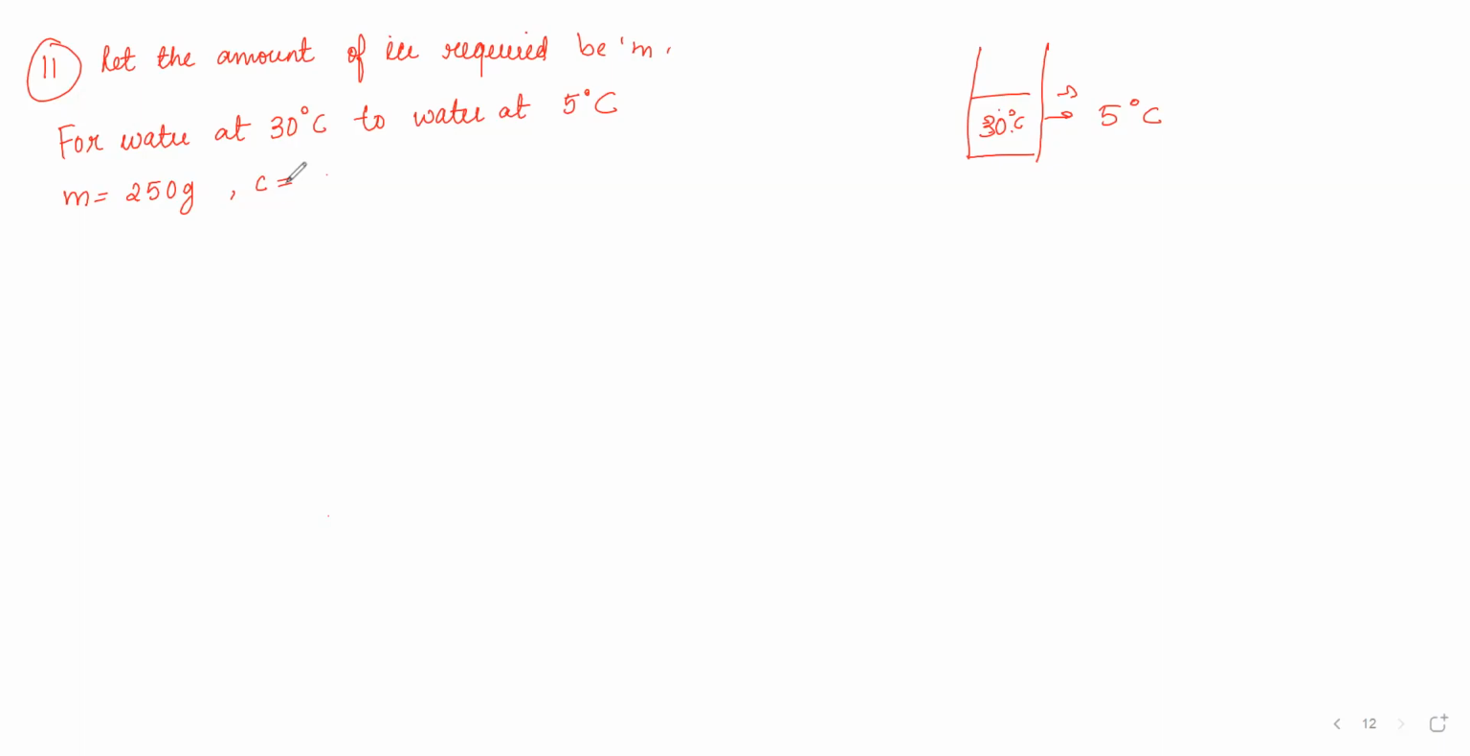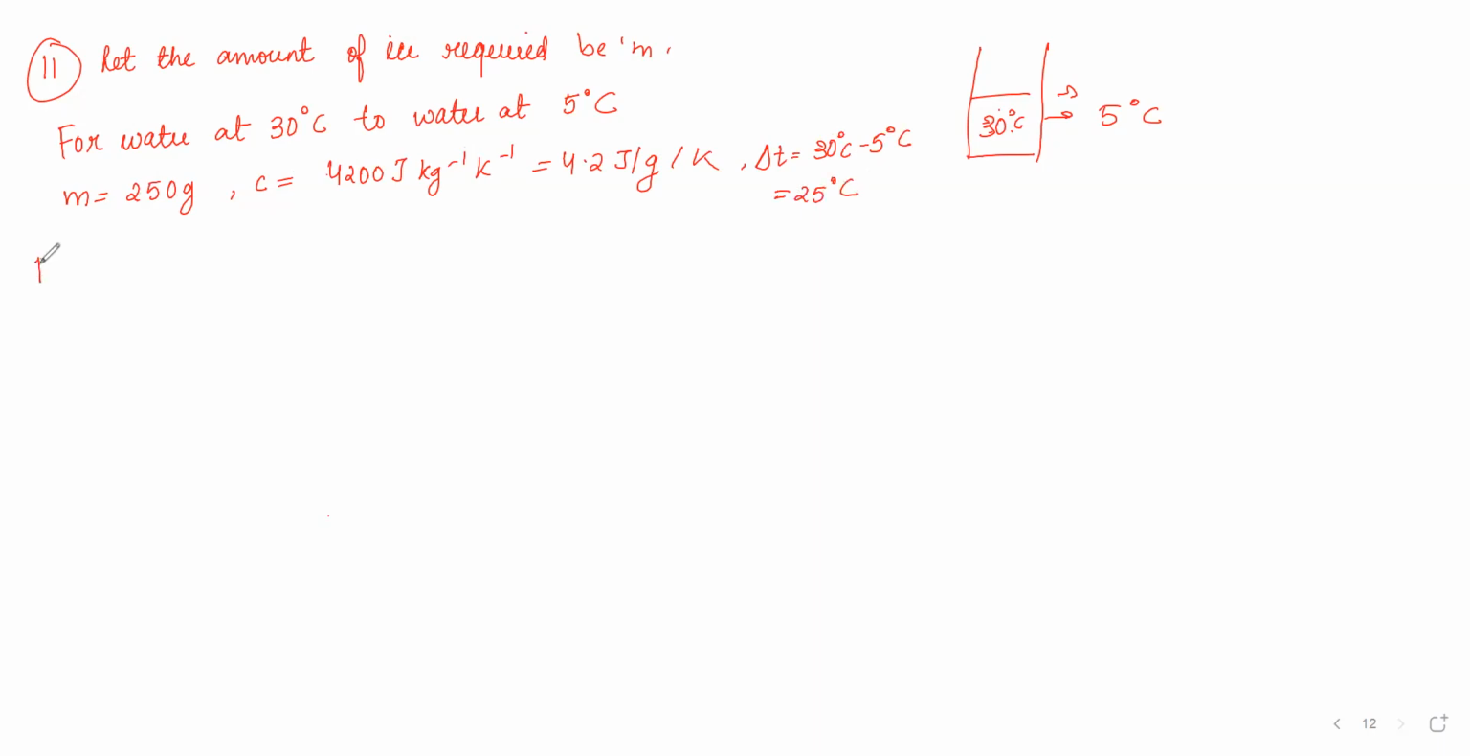So C to us has been given as 4200 joule per kg per Kelvin. So this is equal to 4.2. And then we have delta T. So delta T will be equal to how much? 30 degrees Celsius minus 5 degrees Celsius, which is 25 degrees Celsius.